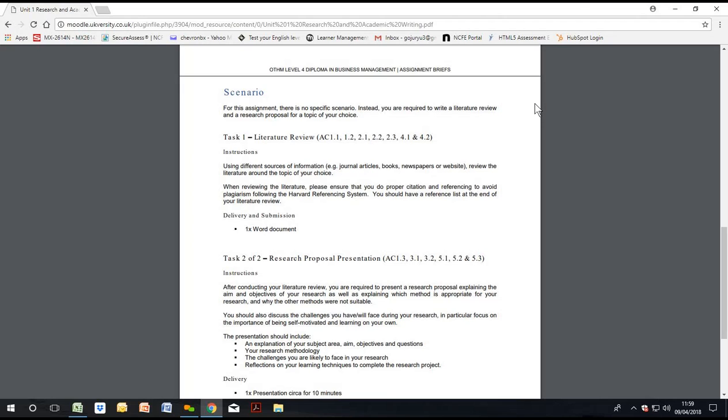So you need to do a literature review. You write a literature review saying why you've used it, what it's for, and what information it has given you in terms of your project. So that's the literature review you must write. And it's just a straightforward Word document.